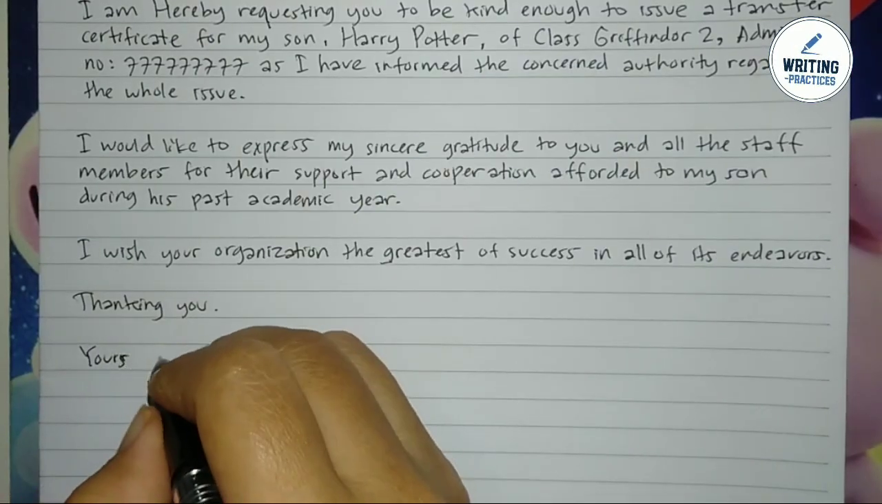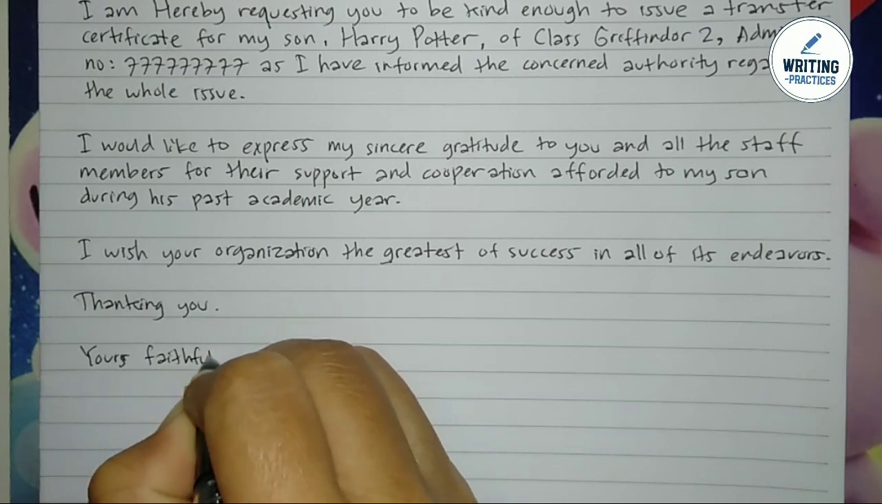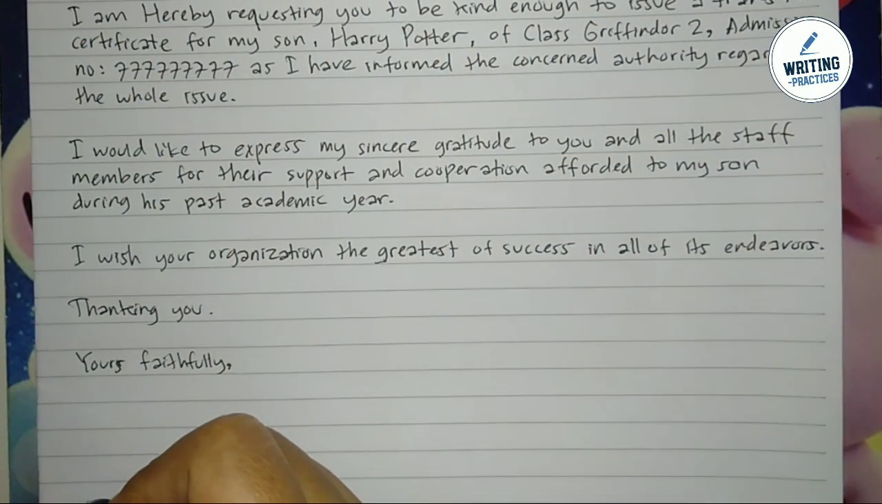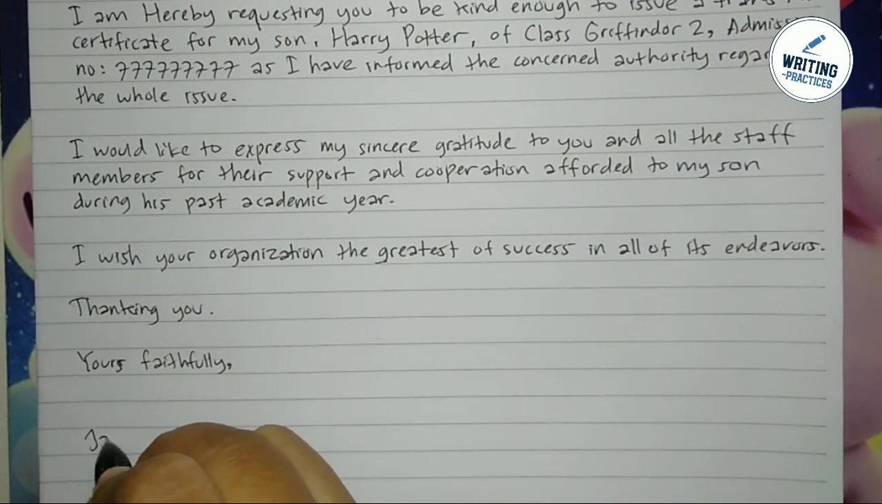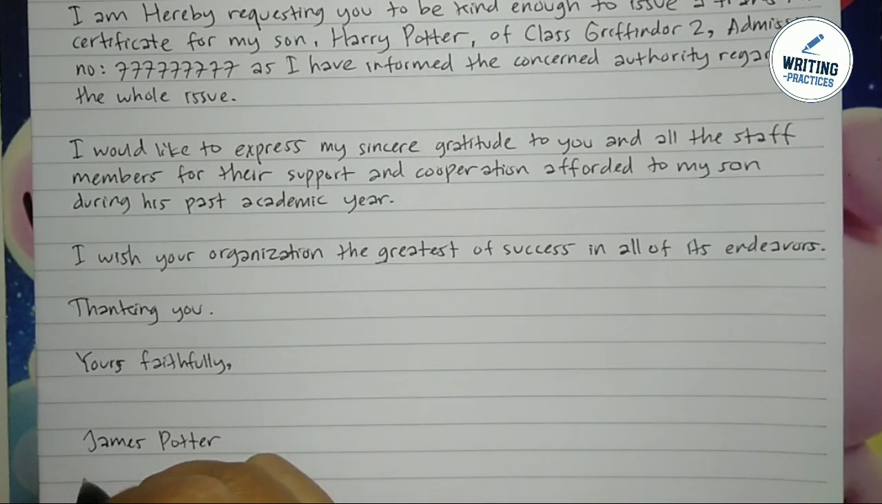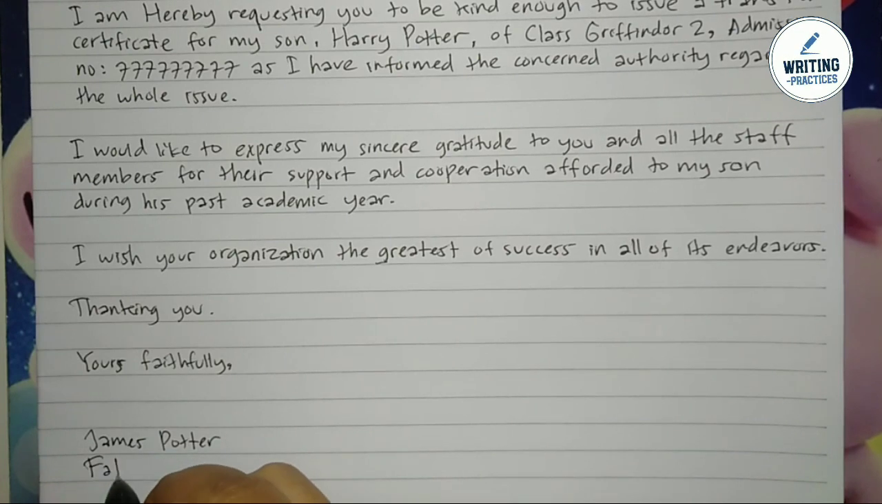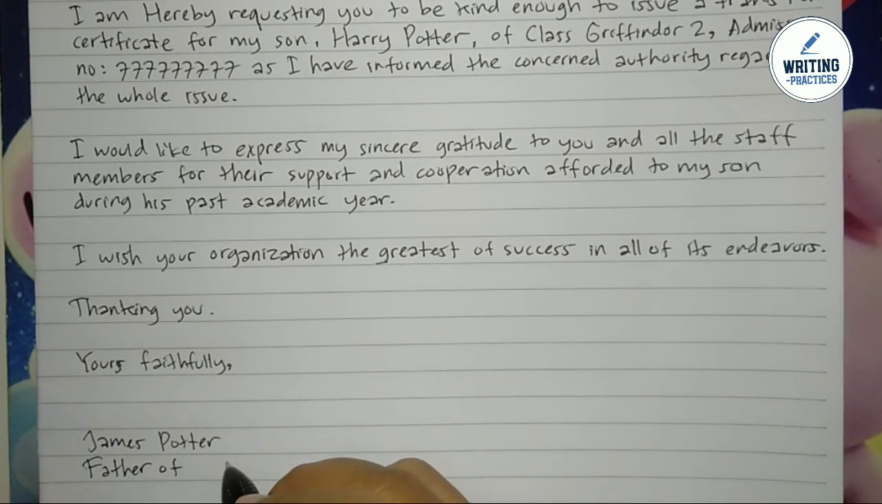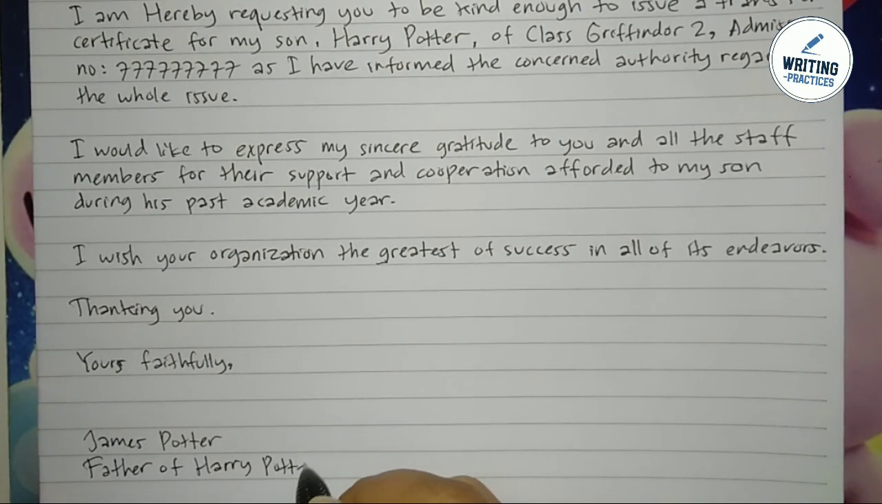Finally, end the letter with sincerely. Or you can also write yours faithfully, or so on. Add your signature, and write your full name under it. Write also your relationship with the student. So, that's how you write a student school transfer letter step by step.